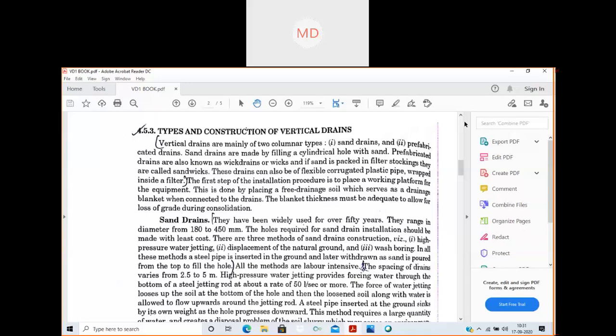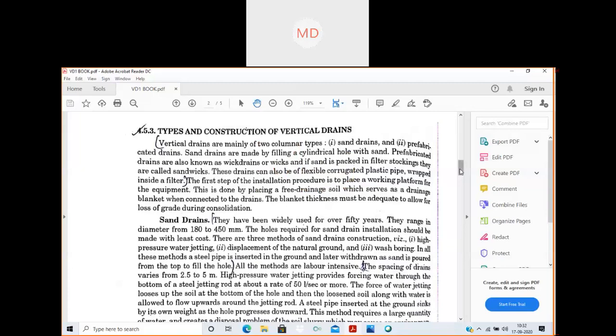So next we see types and construction of vertical drains. Vertical drains are mainly of two columnar types, that is sand drains and prefabricated drains. So basically two classifications are there: sand drains, where columns are made of sand, and prefabricated drains. These are generally made of synthetic or geosynthetic materials, geomembranes. Okay.